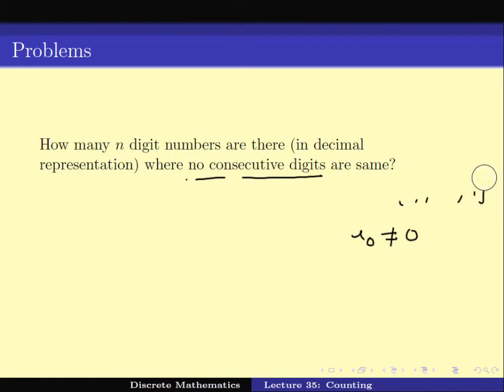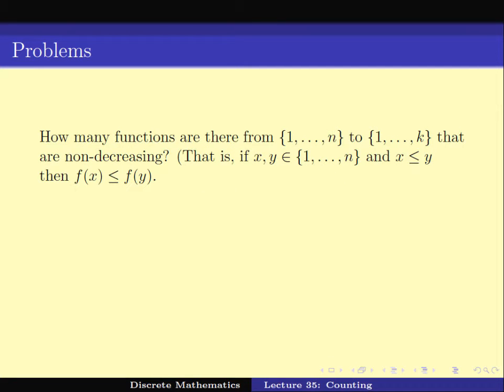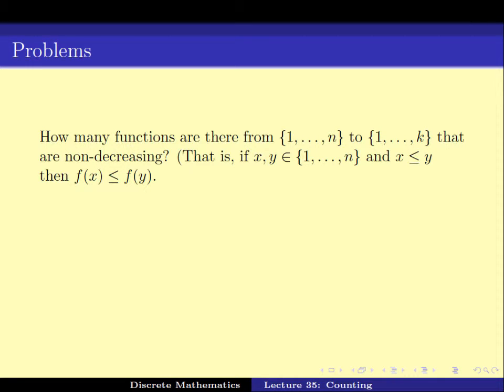Now moving on to the next problem. And this is an interesting problem. How many functions are there from 1 to n to 1 to k that are non-decreasing? So let's forget the non-decreasing part. Let's first ask how many functions are there.